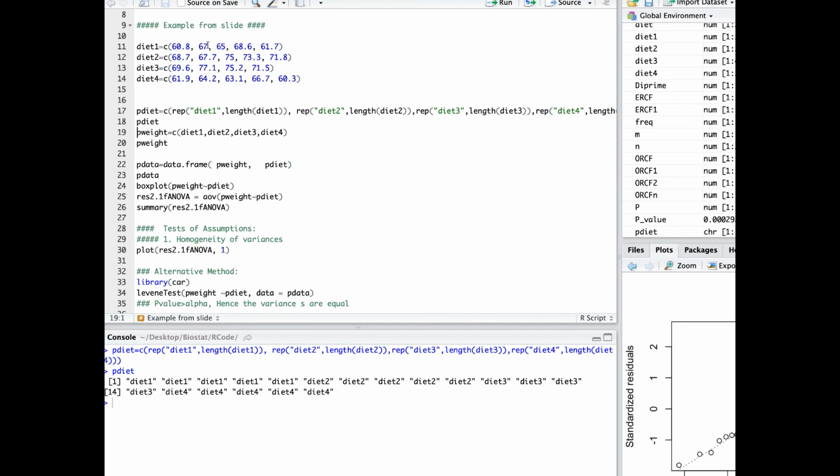Diet one. So how many? Five. 1, 2, 3, 4, 5. There are 5 data points, and then 5 for diet one. And then diet two, and so on.